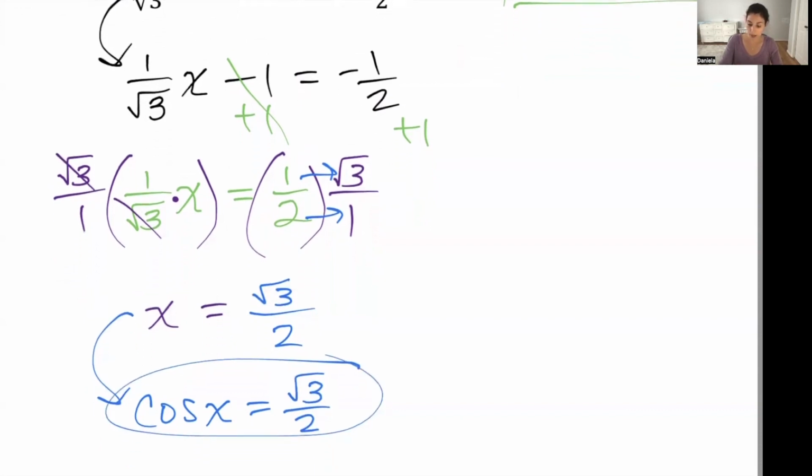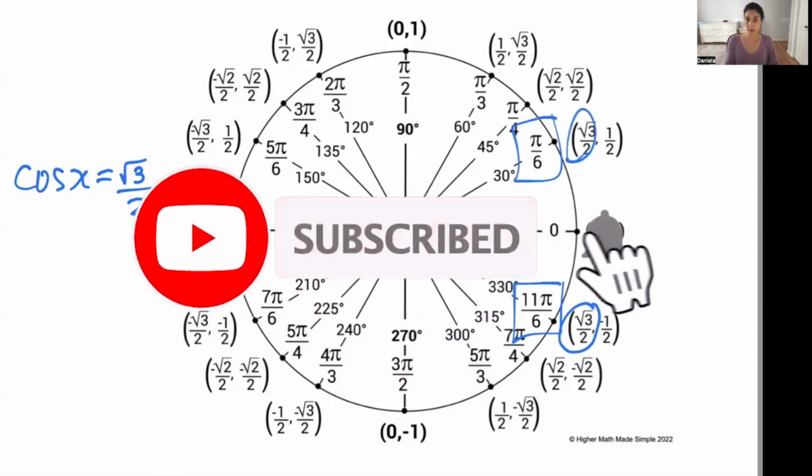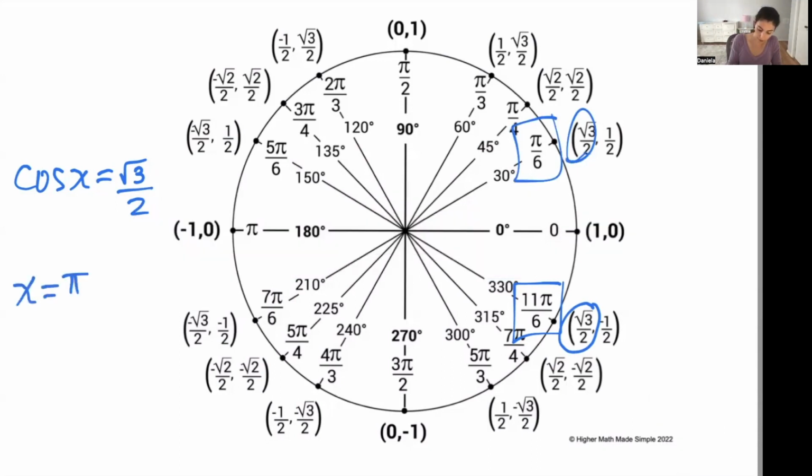Remember that sine is y and cosine is x. So this is asking us, where on the unit circle do you see the x value as positive square root of 3 over 2? It turns out that happens in two locations. One of the solutions is 11 pi over 6, and the other place where it's a positive x value is at positive pi over 6. So those are the two solutions, pi over 6 and 11 pi over 6.